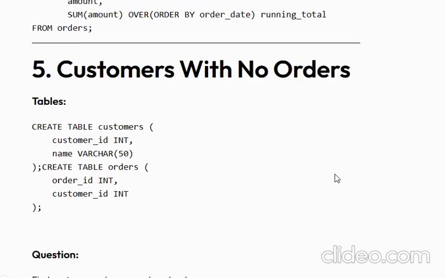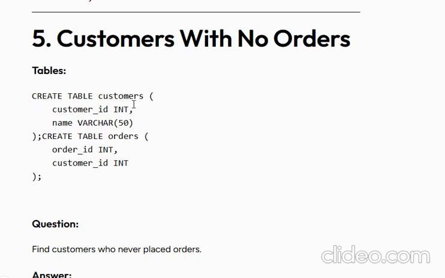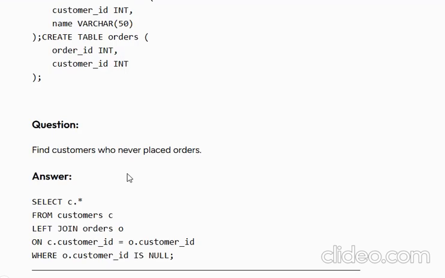Customers with no orders. So you are creating a table customers with customer ID and name. Create a table orders with order ID and customer ID. So we are creating two tables, customers and orders. The question is to find the customers who never placed an order.